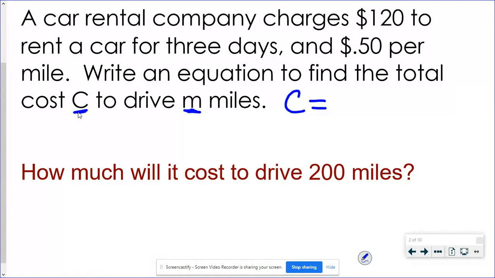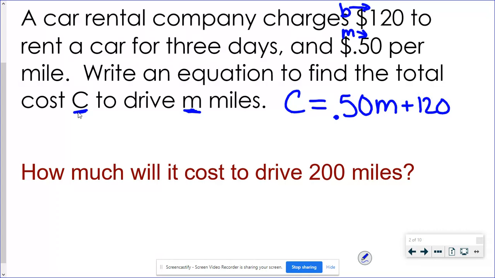The $120 I don't pay every time that I drive a mile. That's only happening one time. So the y-intercept is going to be that 120. The m, the slope, is going to be the 50 cents. Now, we're not going to use that dollar sign necessarily. We could just go with 0.5 or 0.50, 50 cents for every mile, plus the $120 that I started with, right? That's how we write the equation.